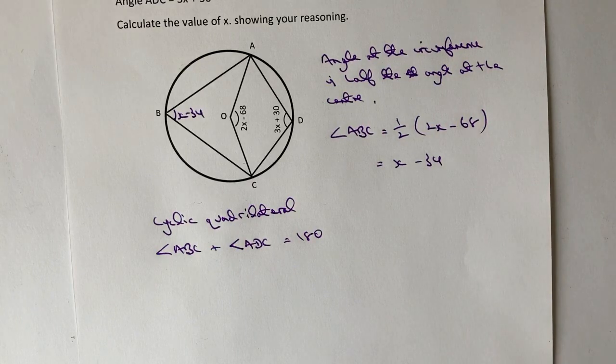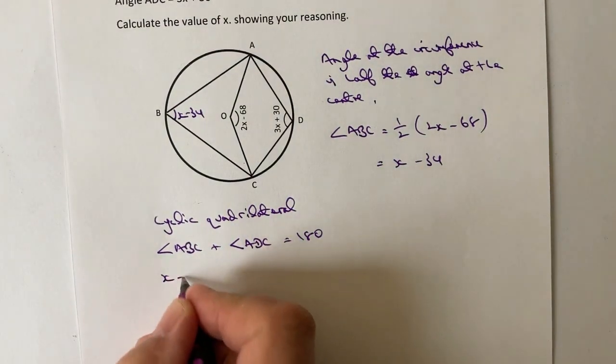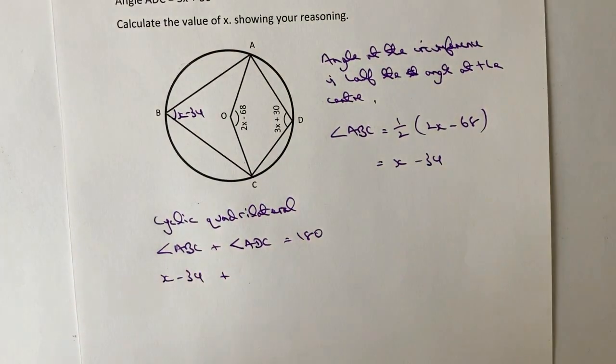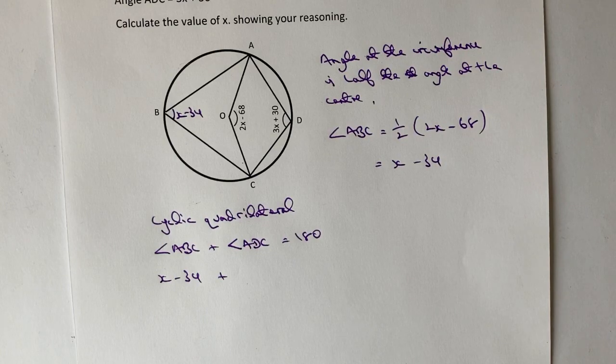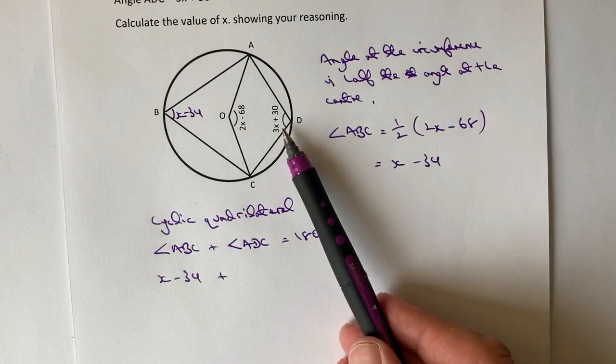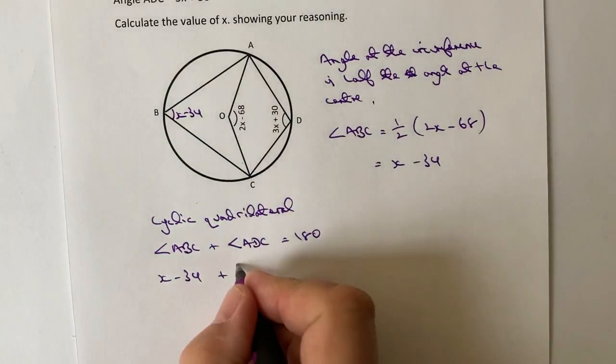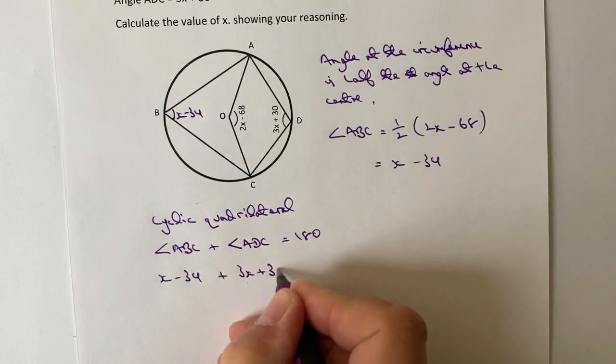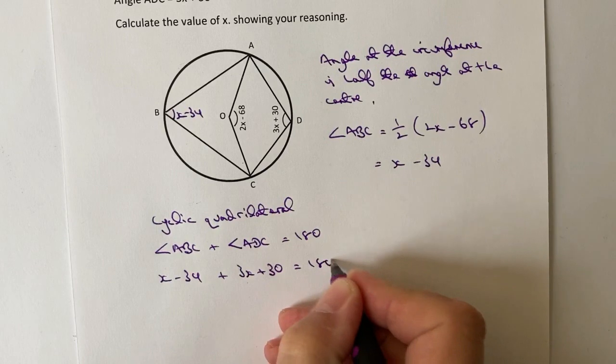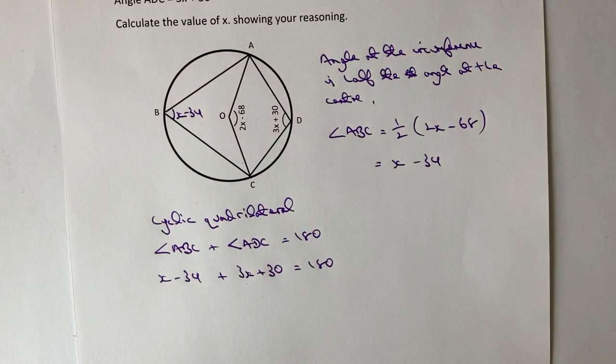So let's just plug that in and see what we come up with. Angle ABC we've worked out as being x minus 34, and we know that angle ADC has been given to us as 3x plus 30, and that all totals 180 degrees. Now we're really just going to solve for x. It's just a case of working through the algebra.